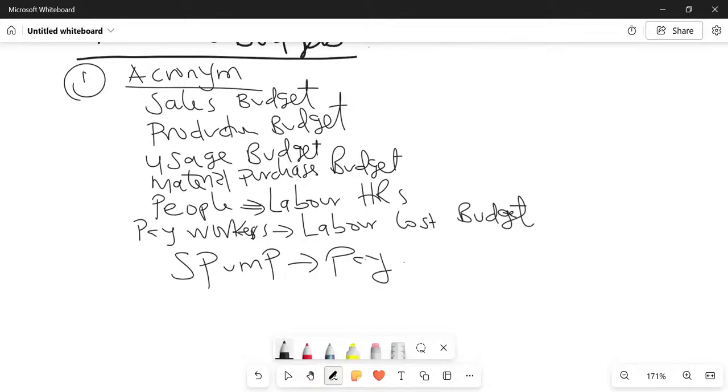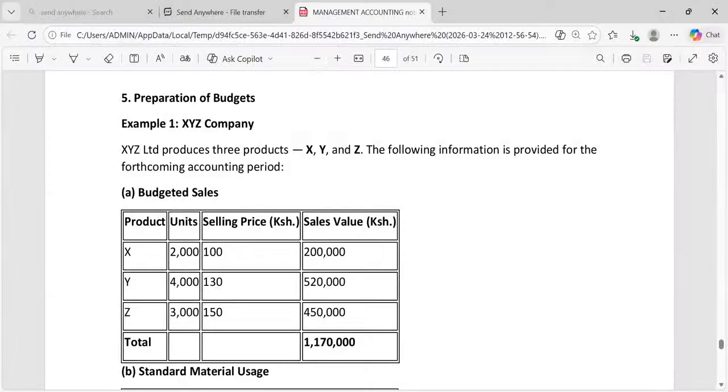Now, ladies and gentlemen, I would want us very fast to come and look at our question. So remember, this is our question. Normally for the sales budget, the examiner is giving you 3 marks. Because in this question, the sales budget has given you the units yet to be sold, the selling price, and then the sales value. Then we have this total amount. So whenever you're told to provide a sales budget, the examiner has always done almost everything for you.